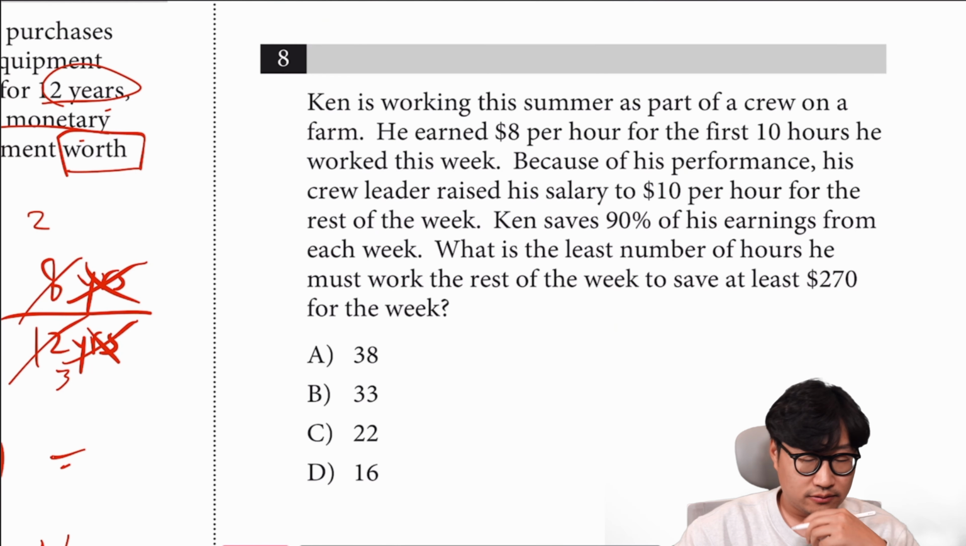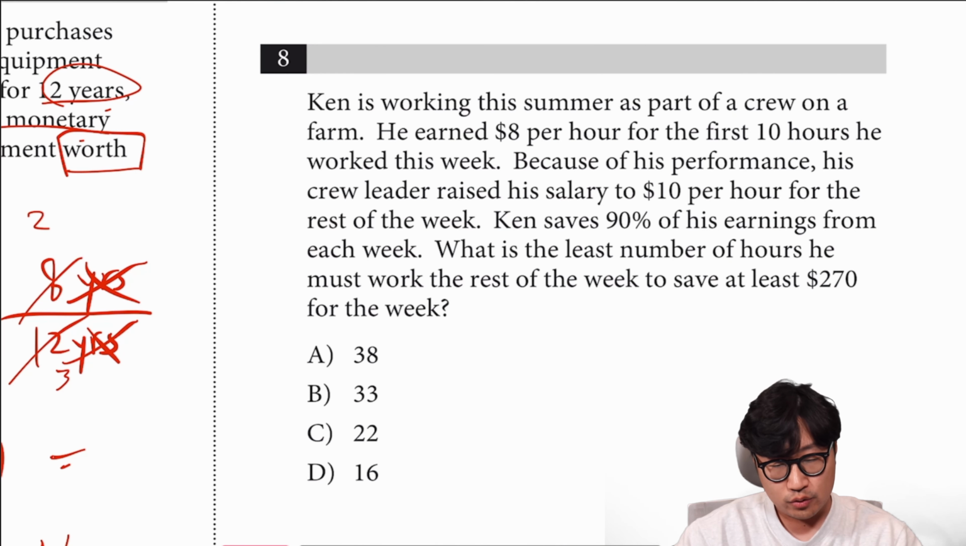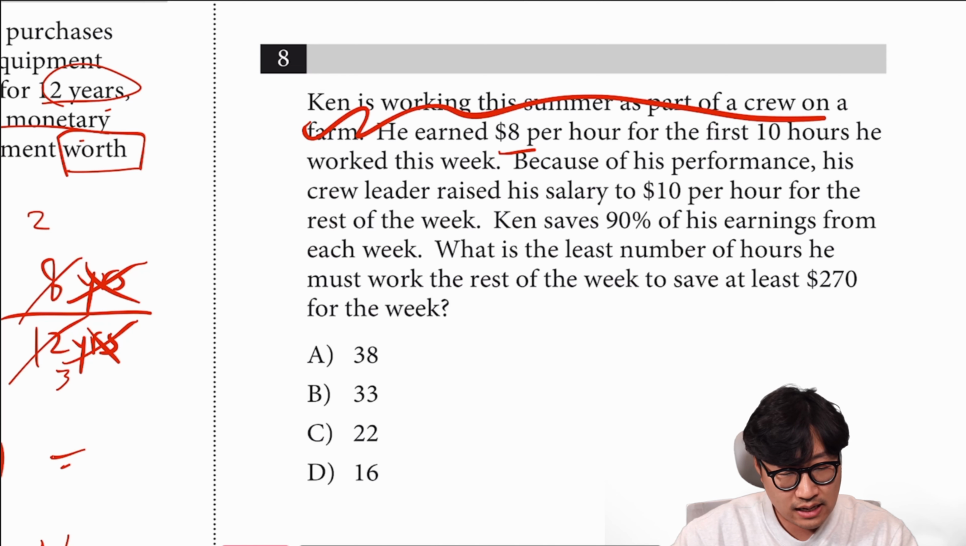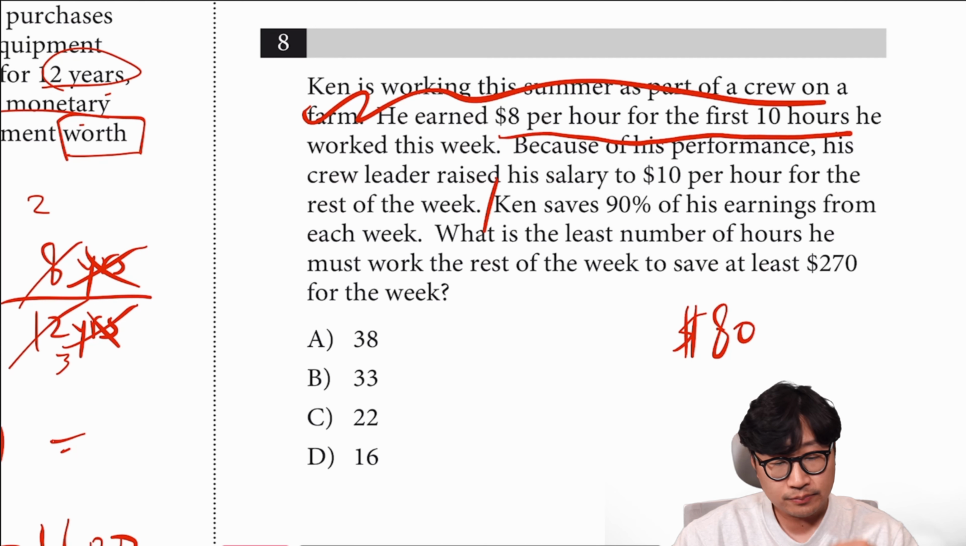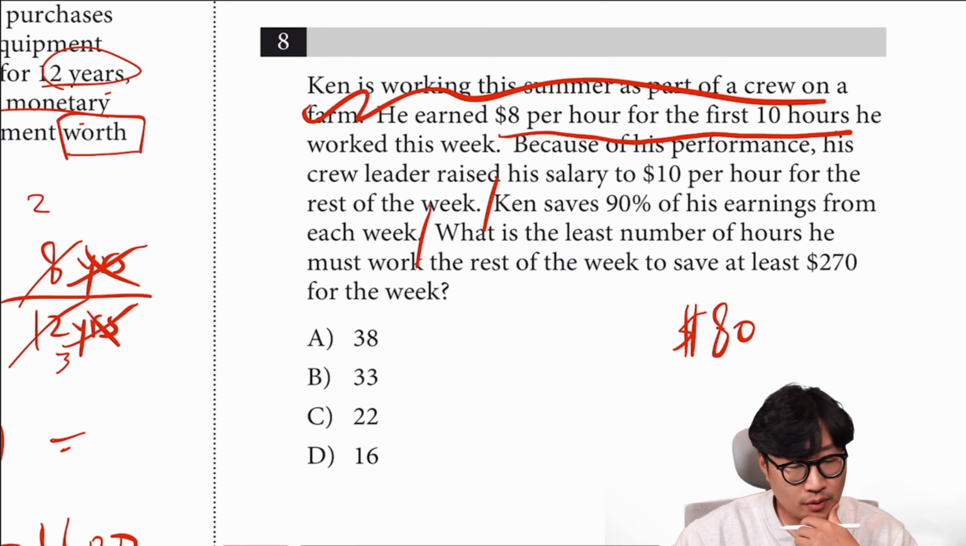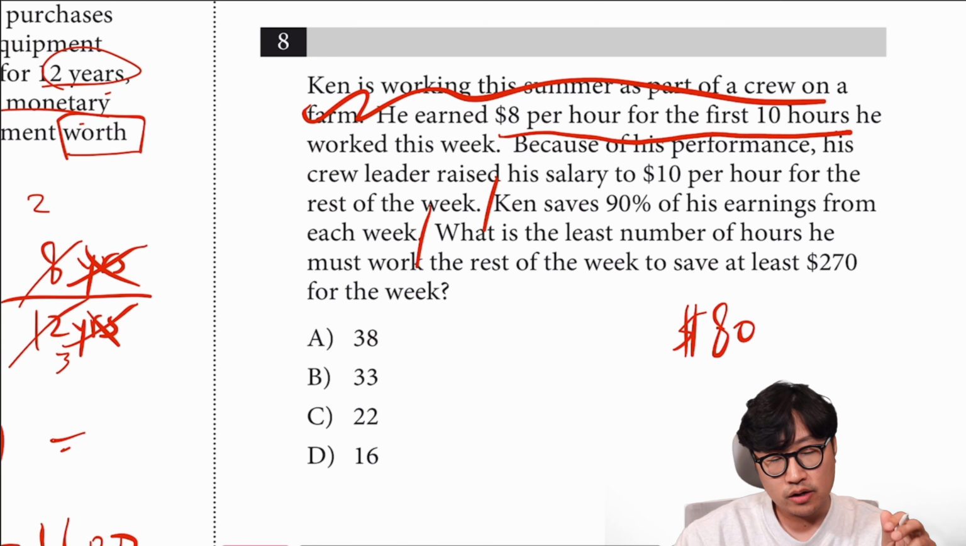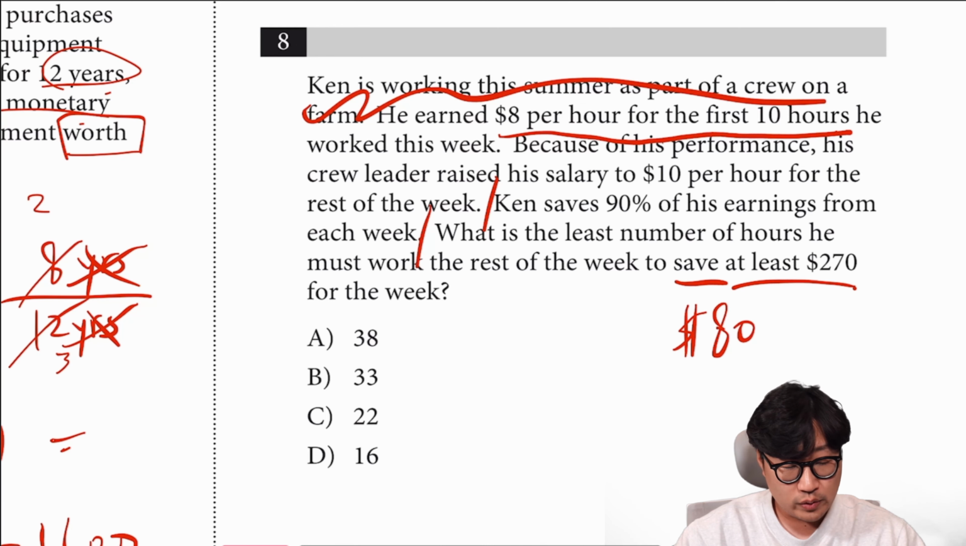Number 8, Ken is working this summer as part of a crew. $8 an hour for the first 10 hours. So that'll be $80 he made in the first 10 hours. And then because of his performance, his crew leader raised his salary to $10 an hour for the rest of the week. Okay, Ken saves 90% of his earnings from each week. What is the least number of hours he must work the rest of the week to save at least $270 for the week? So save at least $270. So we've got to be at $270 or greater.